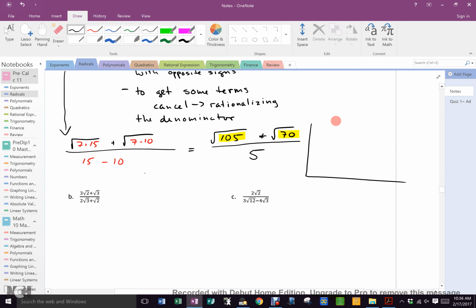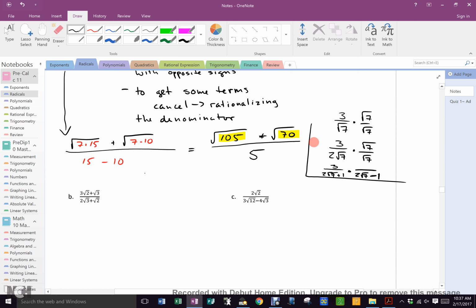If I have 3 over root 7, I can fix that by multiplying by root 7 because that's a monomial. If I have 3 over 2 root 7, I can fix that by multiplying by root 7 because it's a monomial. But if I have 3 over 2 root 7 plus 1, I need to multiply by 2 root 7 minus 1 because this is a binomial. I got in a groove.